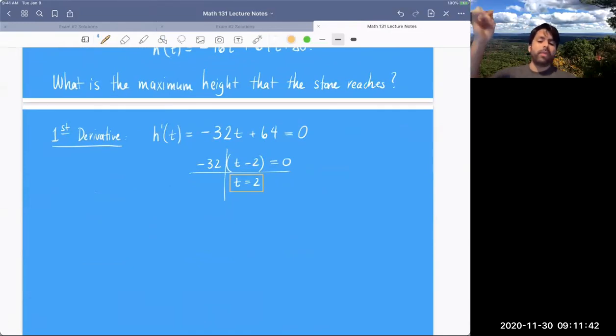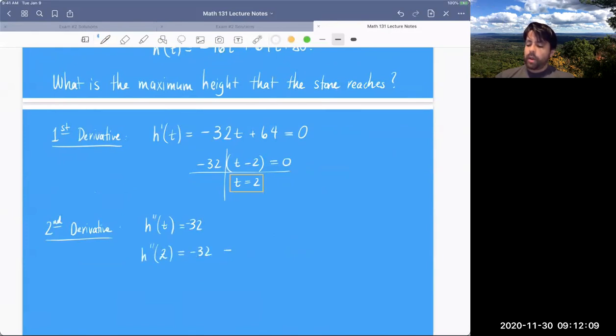It could be a local max or local min, right? Now, how do I determine whether it is either a local max or local min? I can use a second derivative test. So h double prime of t is what? Negative 32. Always. Doesn't matter if I plug in 2 here. I would always have a what? Concave down. This is always a concave down function.